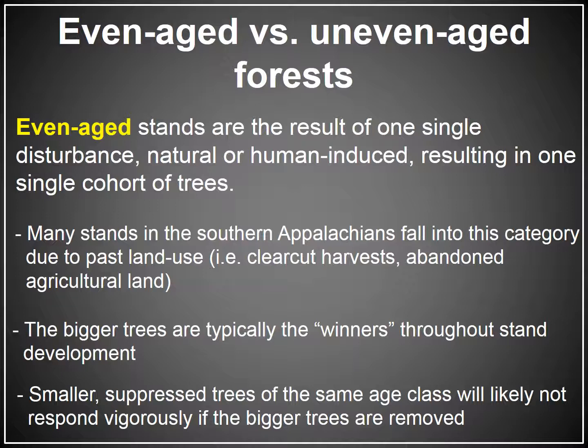Many of our forests in the southern Appalachians are even-aged because they've become established in one of two ways. They've either become established following a clear cut of the forest prior, or they've become established following the abandonment of agricultural land. In these scenarios, where trees are generally the same age, the most vigorous trees are the largest, and there is little correlation between age and size. You have small trees that are the same age as the bigger trees. They're just the weaker of the group. The smaller canopy trees will not respond well if the big trees are removed. This is a really important concept that we'll get back to.